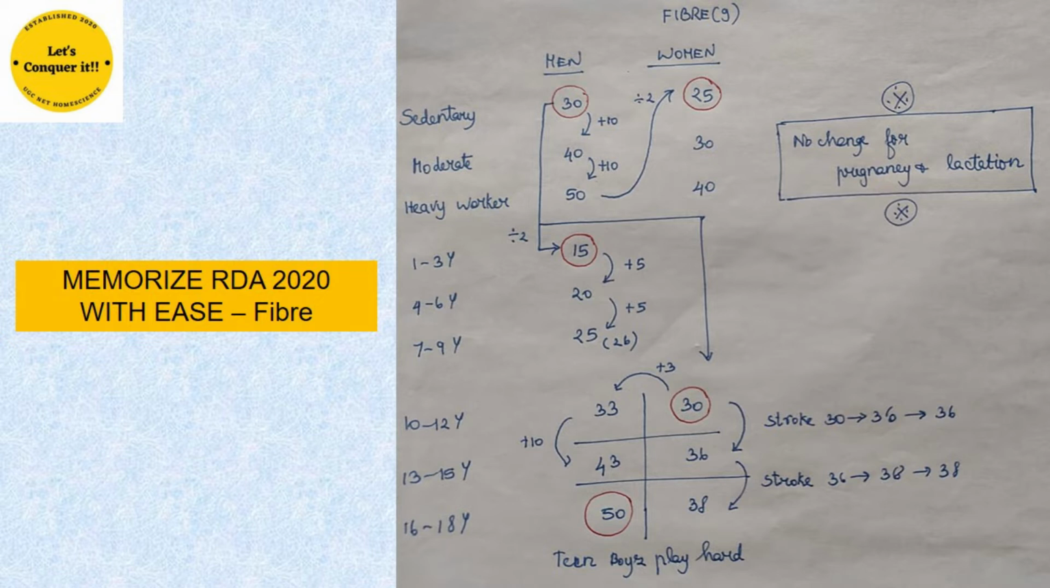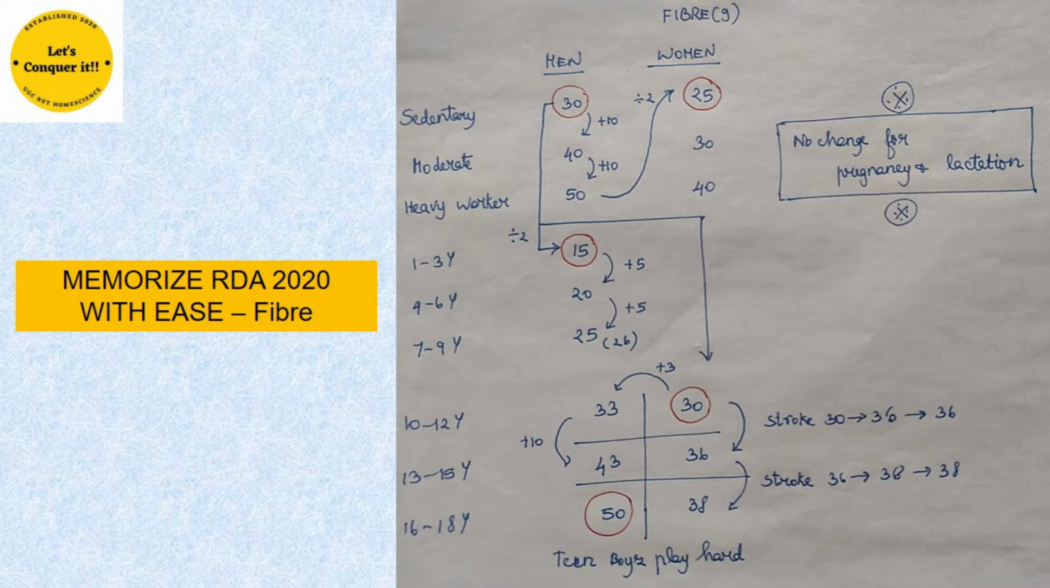2 points we have to remember here. One is that there's only one number that we have to remember, and from that one number we'll be trying to get the other values by either adding, subtracting or multiplying, or maybe by remembering a story. Second point is that depending on which physical activity category the person belongs to, that is whether he belongs to sedentary category or moderate category or heavy worker category, fiber requirements are going to change.